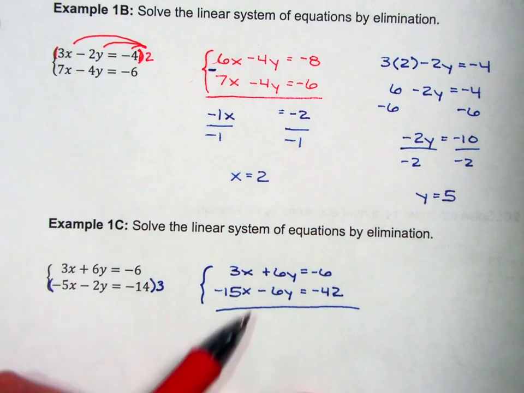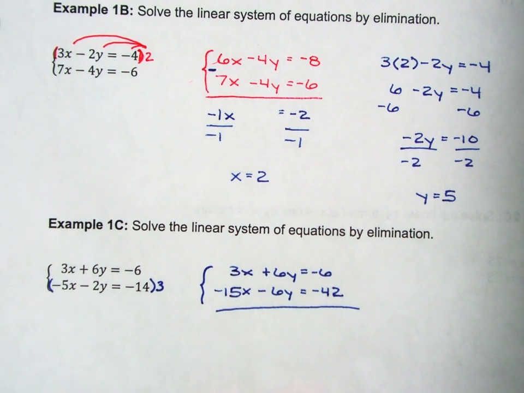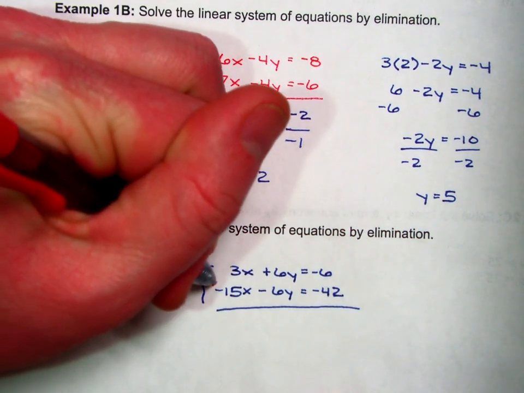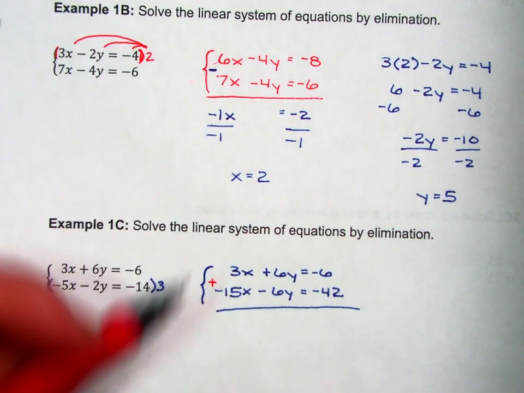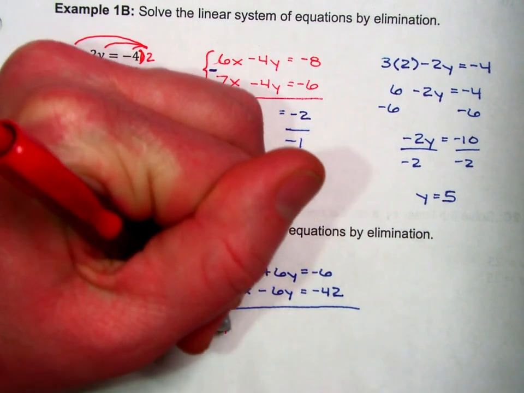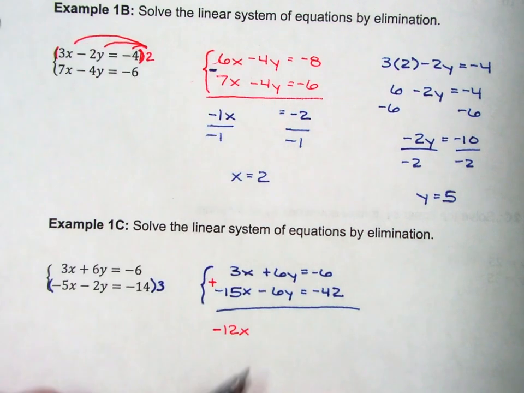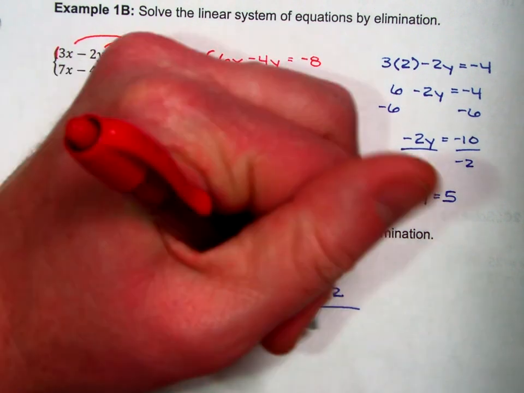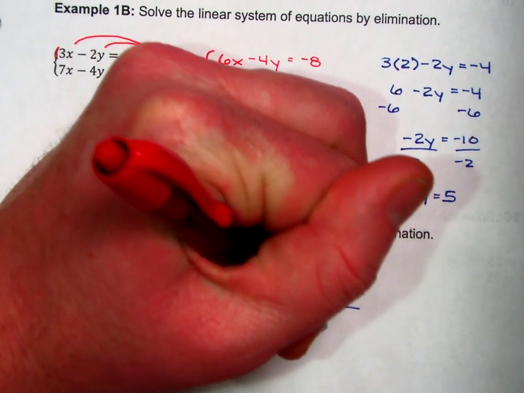We'll notice that our y's are opposites of one another. One's positive 6 and one's negative 6. So opposites tell us that we always like to add. If we take 3 and add negative 15, that's going to be a negative 12x. My 6y plus negative 6y gives me 0. And negative 6 plus negative 42 is a negative 48.